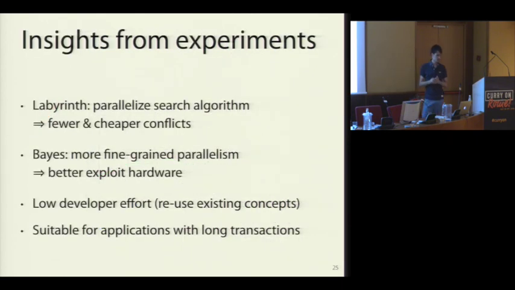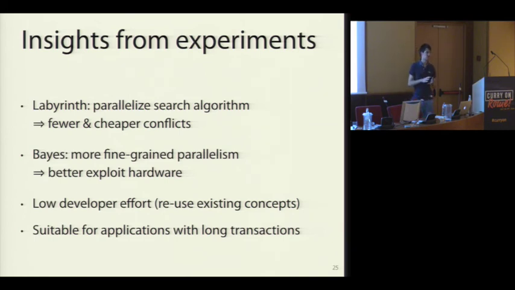So based on these experiments, we can conclude that, first of all, for the Labyrinth application, by parallelizing the search algorithm, we got fewer and cheaper conflicts, leading to a higher speedup. For the base application, we could introduce more fine-grained parallelism inside the transaction, allowing us to better exploit the processing power of our hardware, and again leading to a higher speedup.